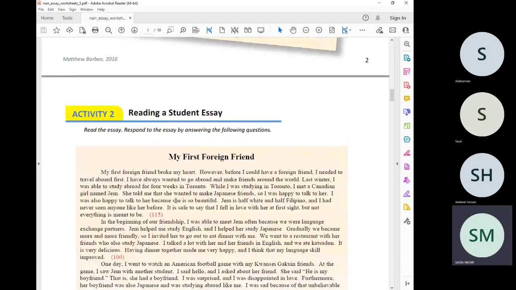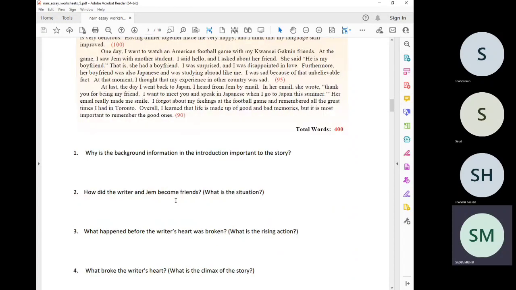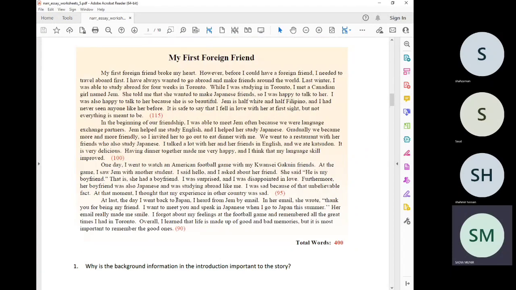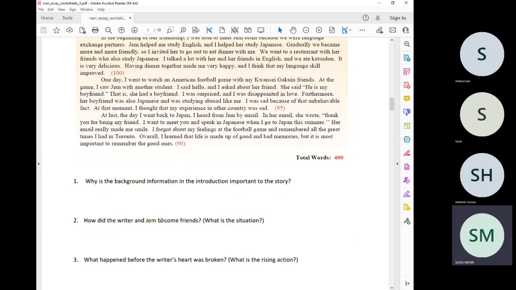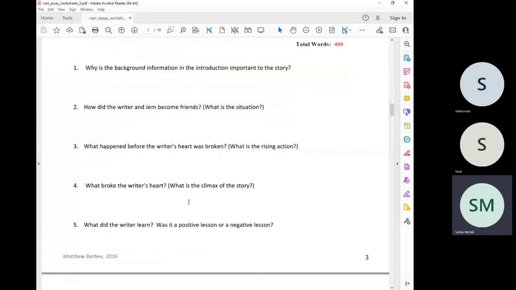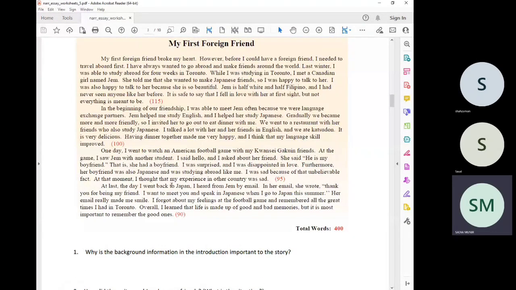Later on, some activities are given in this handout that you can do on your own. For example, "My First Foreign Friend." This is a paragraph of 400 words, and then they ask different questions regarding it. So, you can do it and show it to me later in the classroom. So, that's all about the narrative essay. I hope it's clear to you.